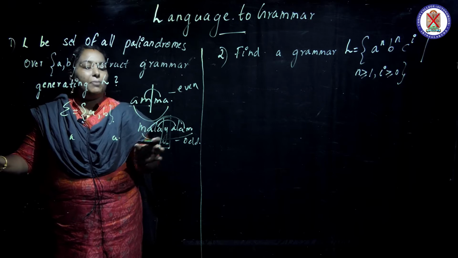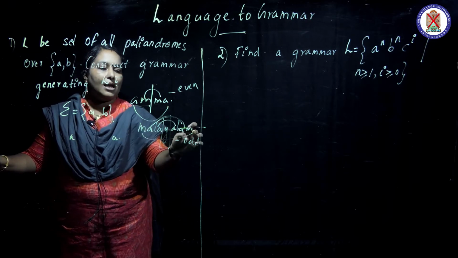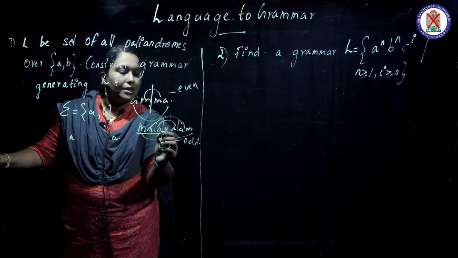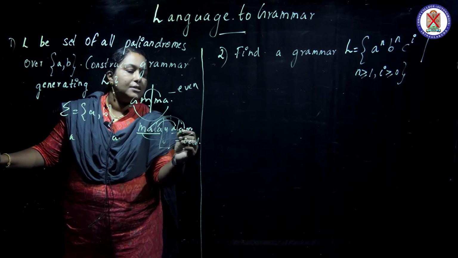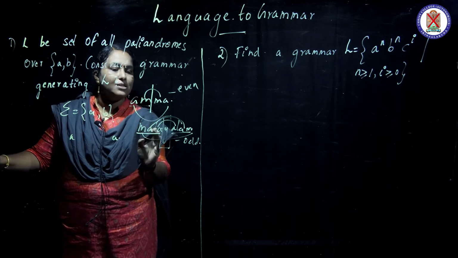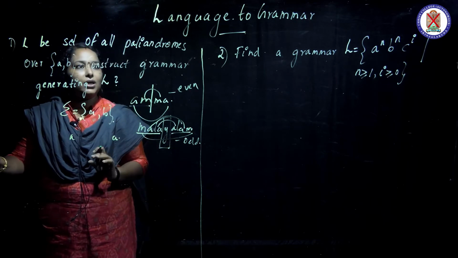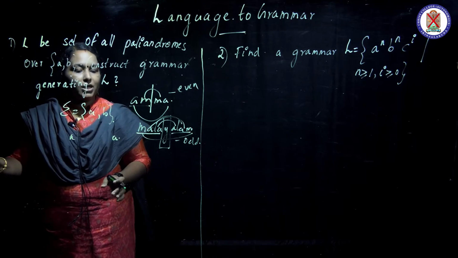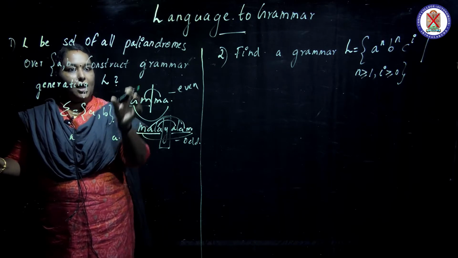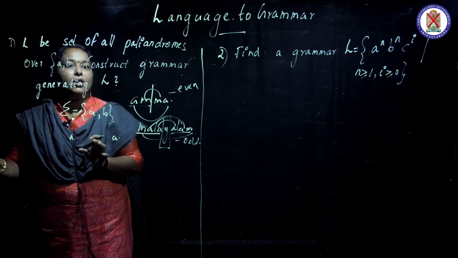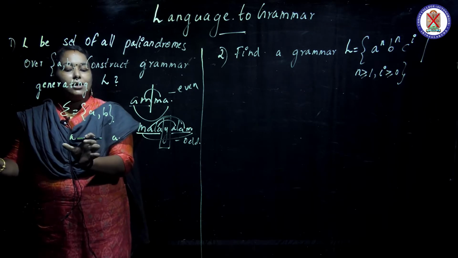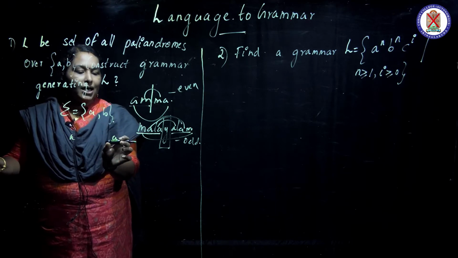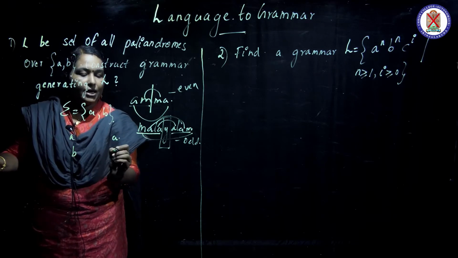So palindrome means first symbol and last symbol will be the same, and the rest is reversed, a is reversed, l is reversed, like that. You already know what palindrome means from your C programming language. So now, how to construct a grammar of a palindrome. Look here, when you start with a, you must end with a, and when you start with b, you must end with b.